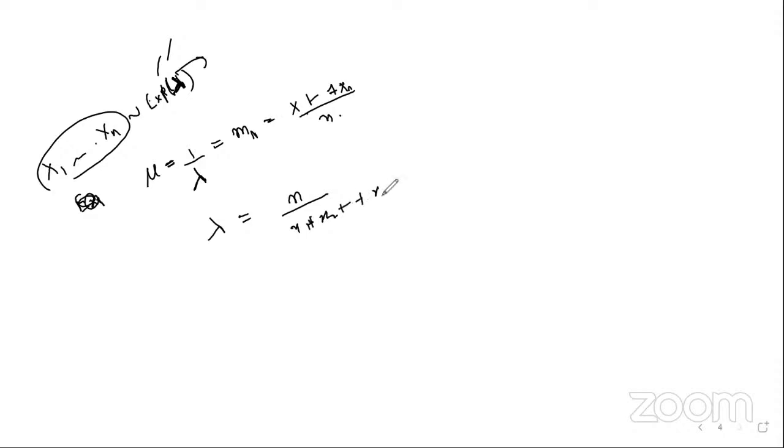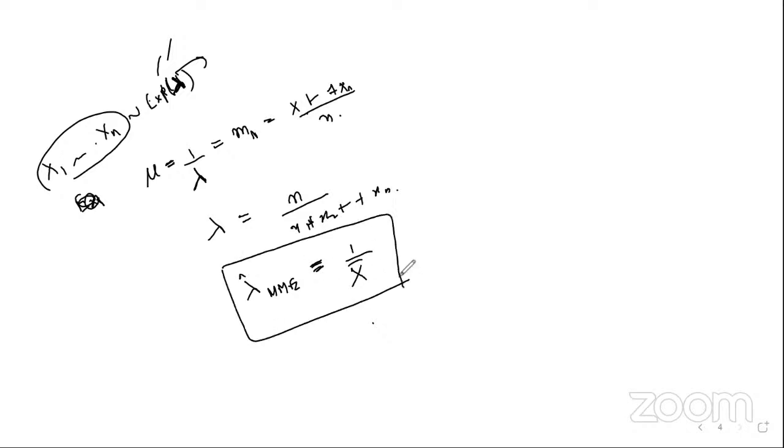Correct. And for the sample moment m1, you equate this to m1, and m1 is nothing but x1 plus x2 plus up to xn by n. So what does lambda come out to be? Lambda comes out to be n by x1 plus x2 plus up to xn. So our method of moments estimate of lambda comes out to be the reciprocal of the sample mean, 1 by x bar. Okay. Thank you.